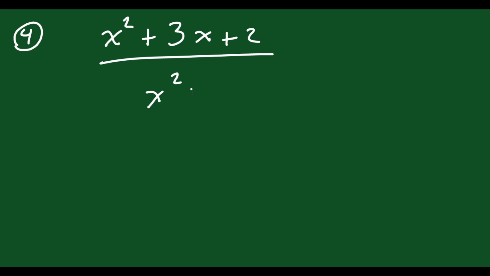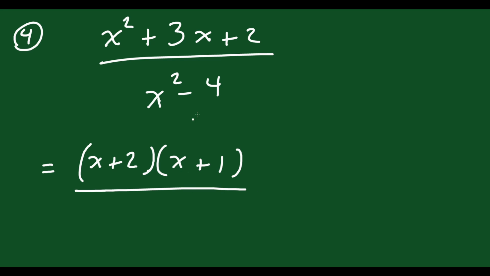Let's do another one. Number 4. Let's say you have x squared plus 3x plus 2 divided by x squared minus 4. So again, we're going to factor the top and bottom. Top looks like a simple trinomial. So we can say, hey, what multiplies to 2 and adds to 3? I think you'd have 2 and 1, right? X plus 2, x plus 1. Bottom's a difference of squares. X minus 2, x plus 2.